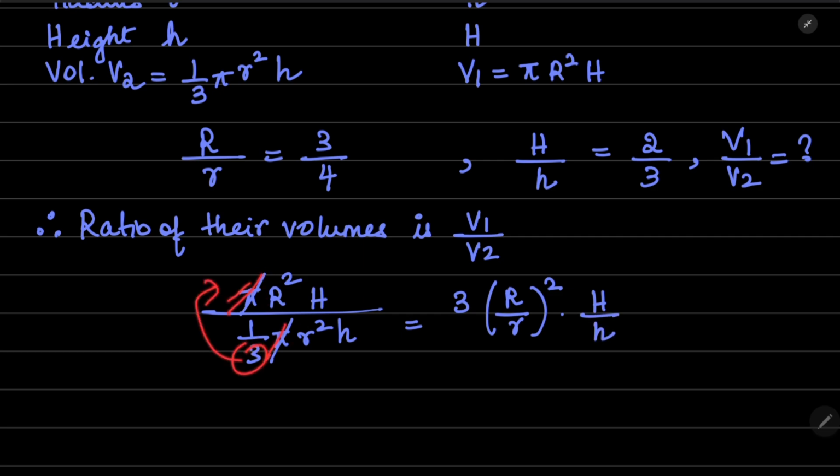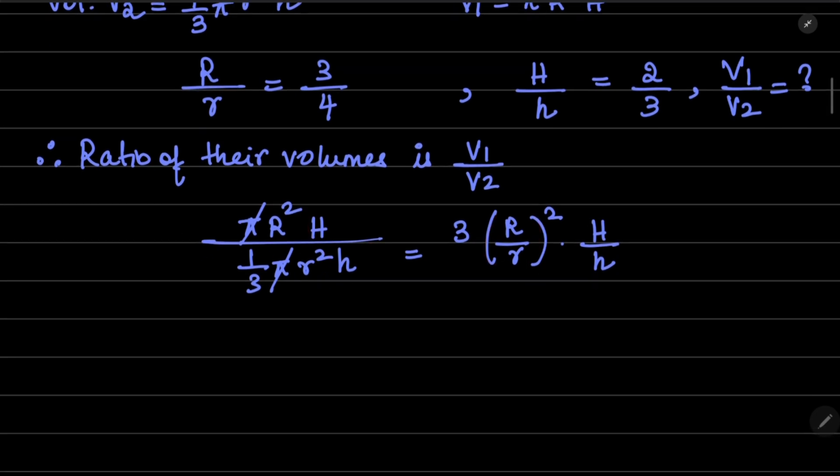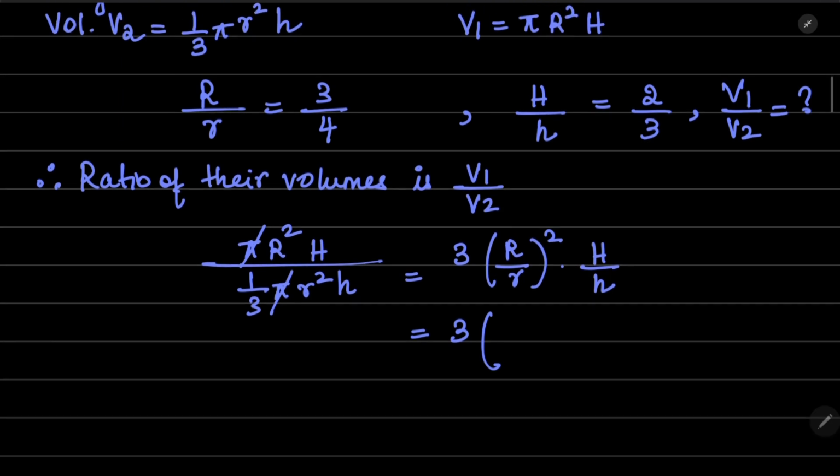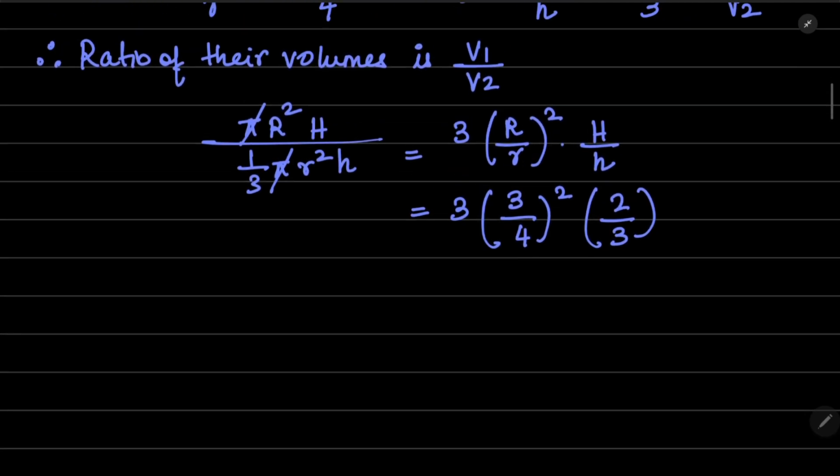Yes, this 3 goes to the numerator. Pi and pi get cancelled. R square by small letter r square, you can write R by r the whole square. And then H by h, capital H by small letter h. Now, let us substitute. What is this 3 multiplied by? What is the ratio of the radii? 3 by 4, the whole square, multiplied by what is capital H by small letter h? It's 2 by 3. Let's solve this so you'll be getting the volume.